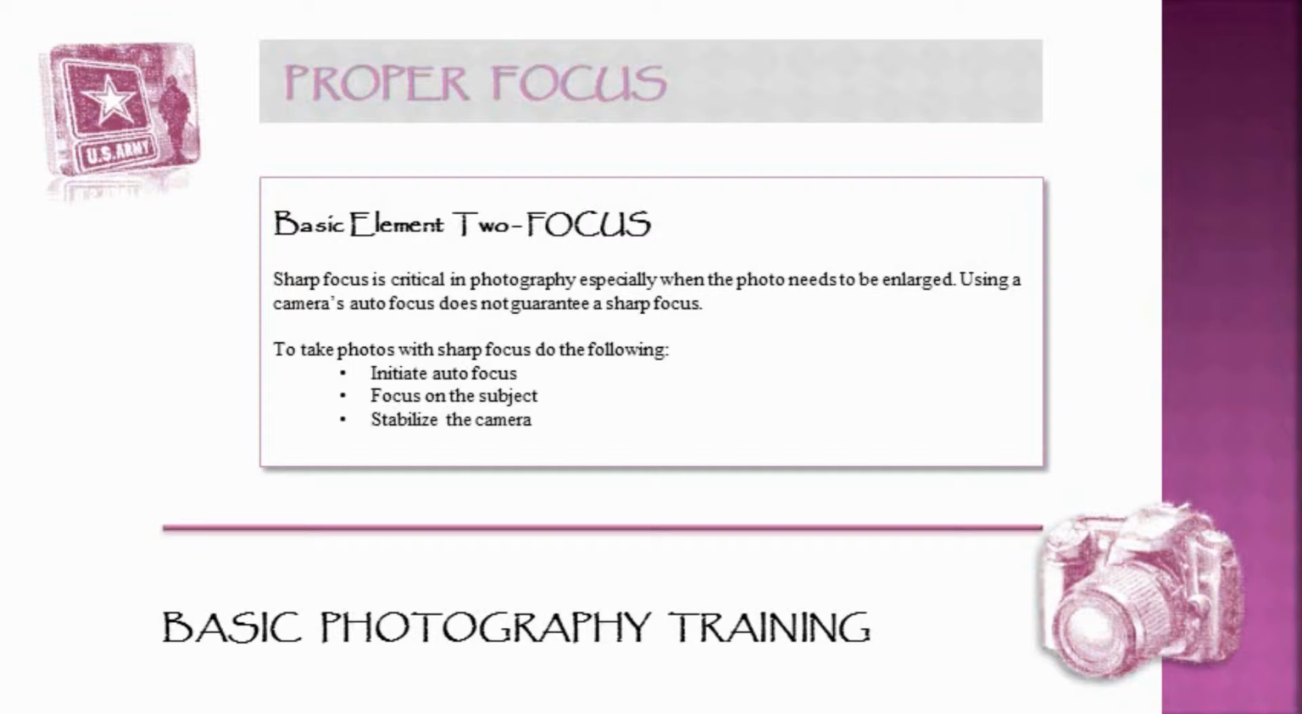To take photos with sharp focus, do the following. Initiate the camera's autofocus functionality. Ensure the camera focuses on the subject, not the foreground or background. And stabilize the camera while pressing the shutter button. That simply means hold it still.